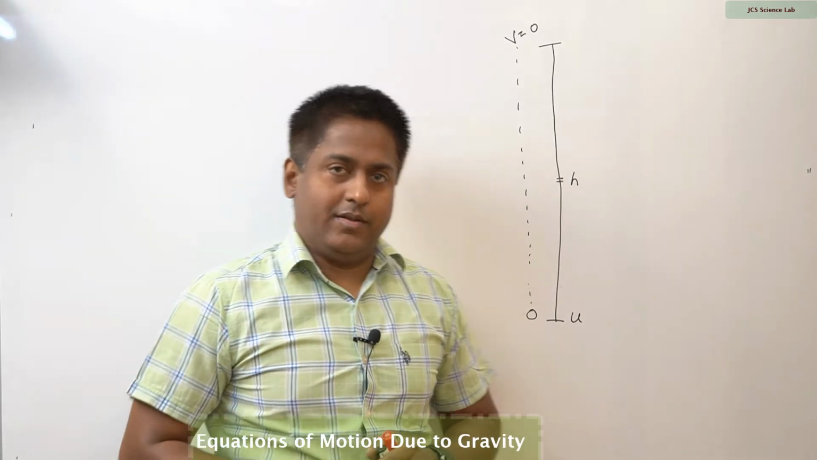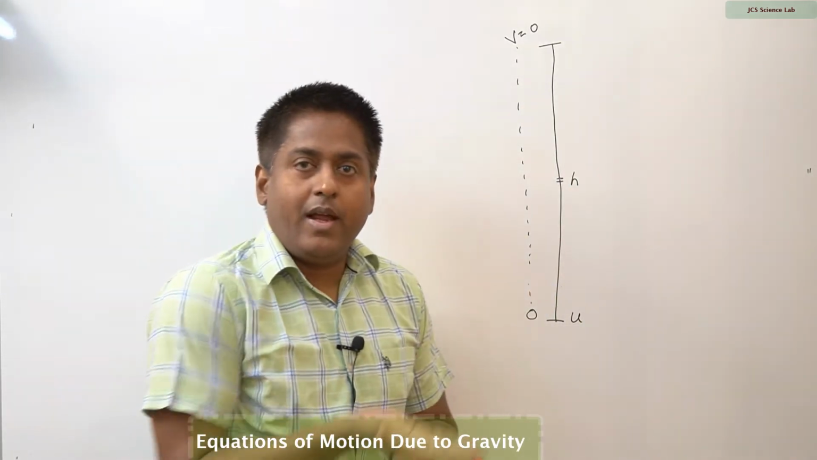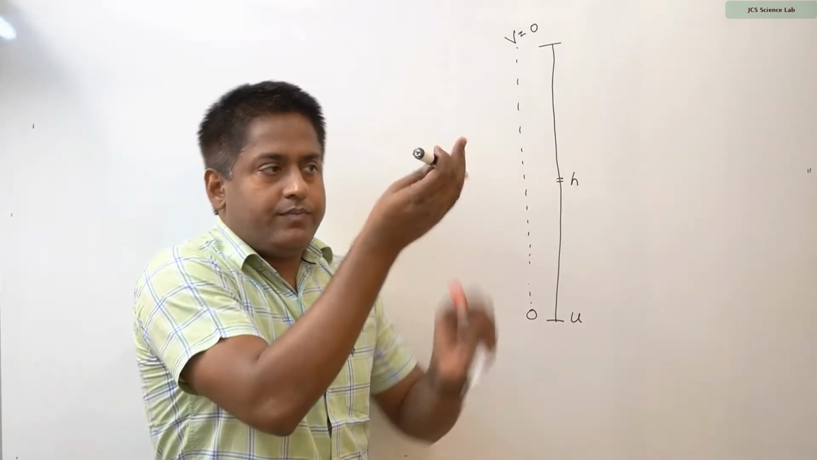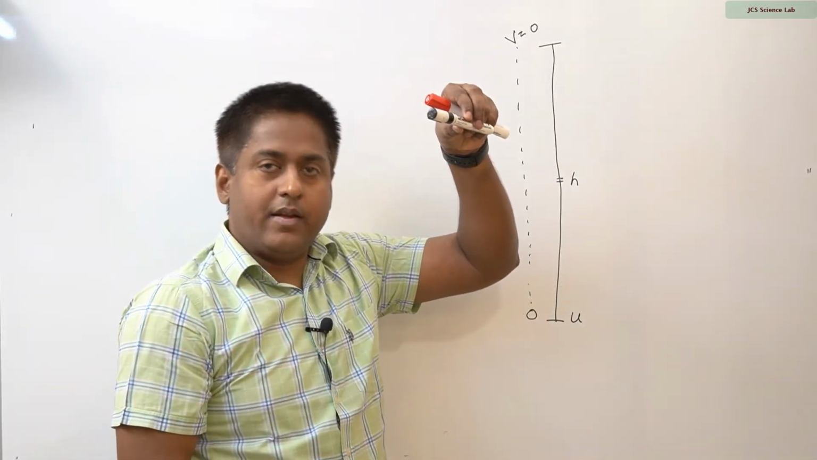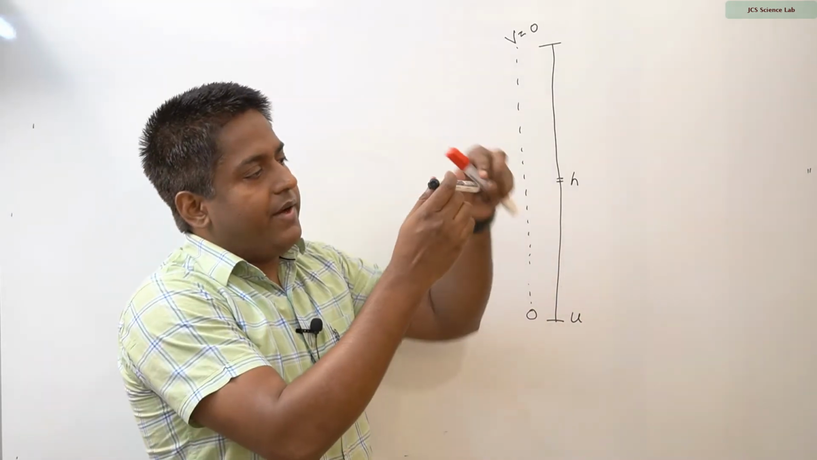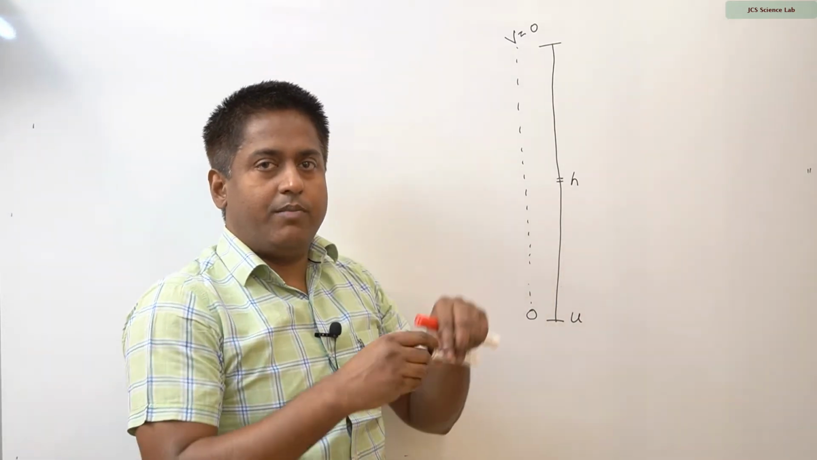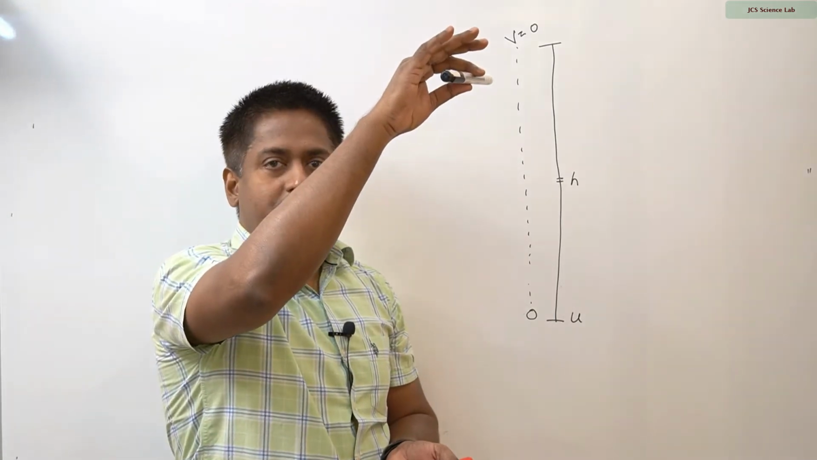Now acceleration. What would be the acceleration when the object was moving upward? When the object was moving upward, a downward force is continuously acting, and that is the gravitational force. So the gravitational force continuously pulls this object downward, and that's why the object slows down and finally stops at the highest position.